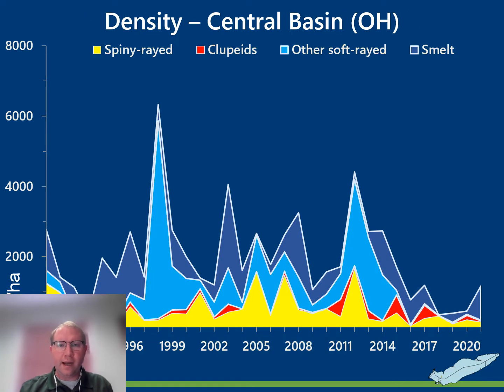Moving over to Ohio data from the Central Basin, we're adding in another color here. We're breaking out rainbow smelt from other soft-rayed fishes because rainbow smelt are much more important in the Central and East Basins. In 2021, we had the largest forage catch in about 4 or 5 years. That was mostly driven by a large catch of young of year rainbow smelt, seen here.